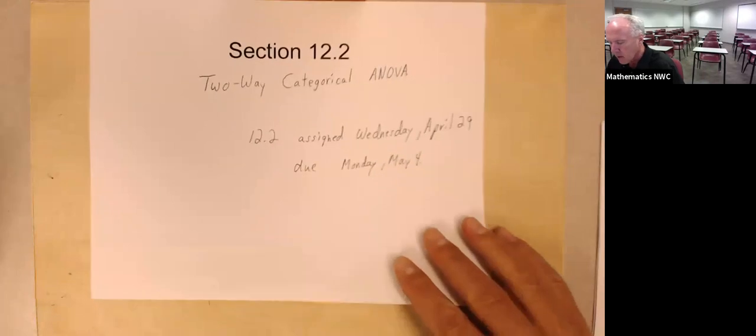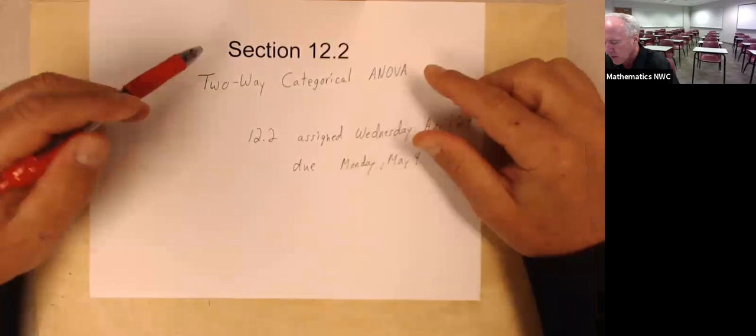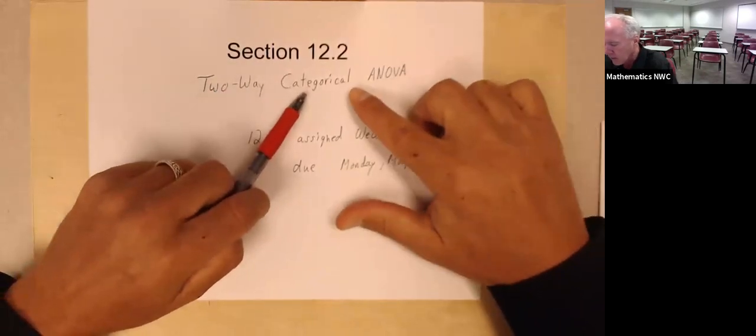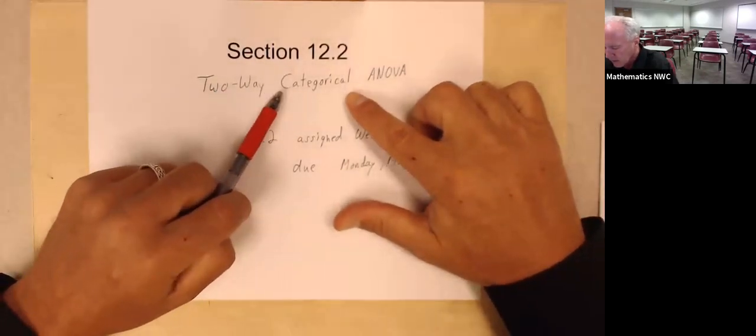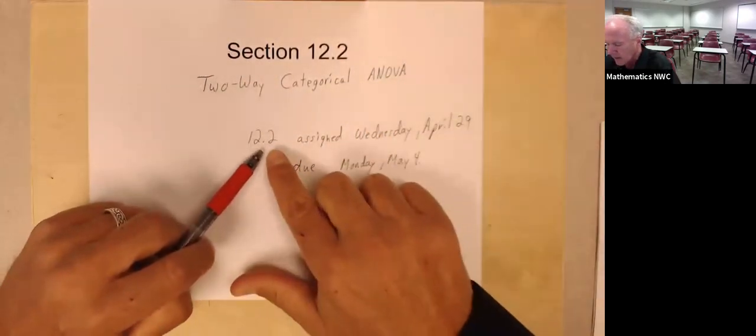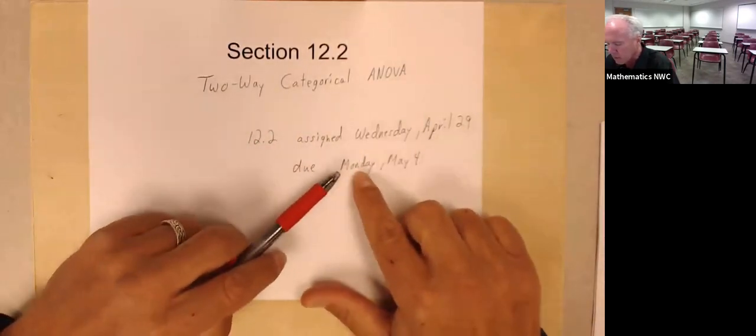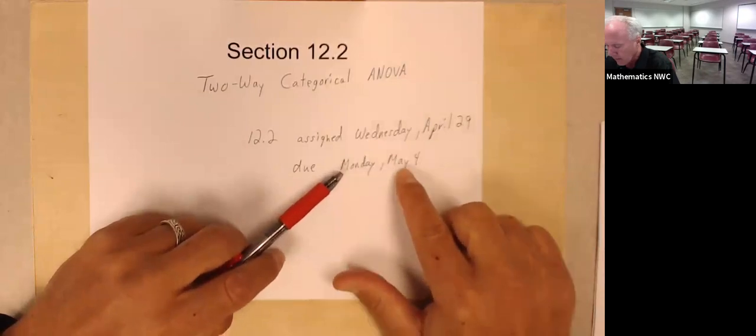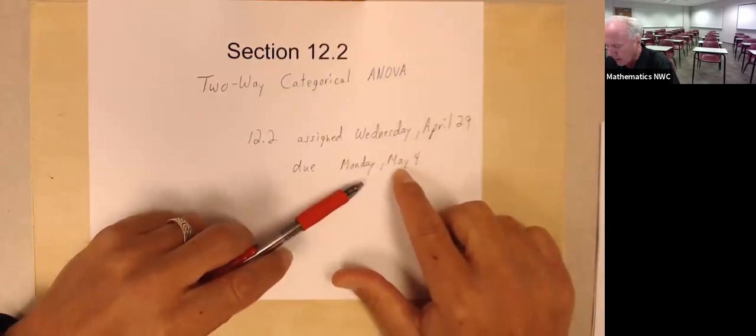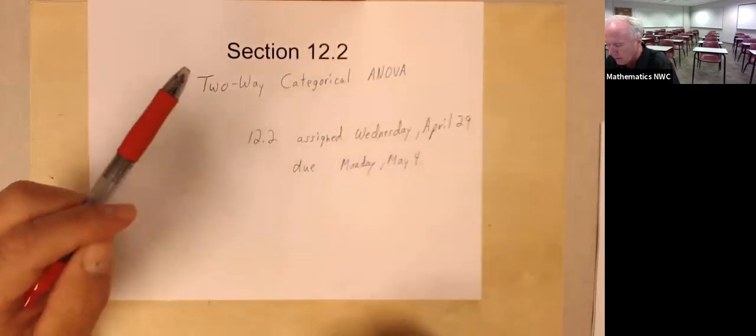Hello class. Today we're going to be looking at section 12.2. It's our last lesson. And section 12.2 is about two-way categorical data. It's an ANOVA test. We're assigning 12.2 today, Wednesday, April 29. It's due next Monday, May 4. That's pretty close to your final, so even though it's not due till Monday, you may want to get it done here this week, all right?